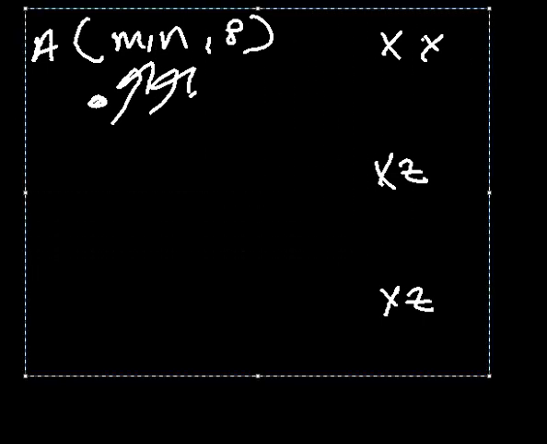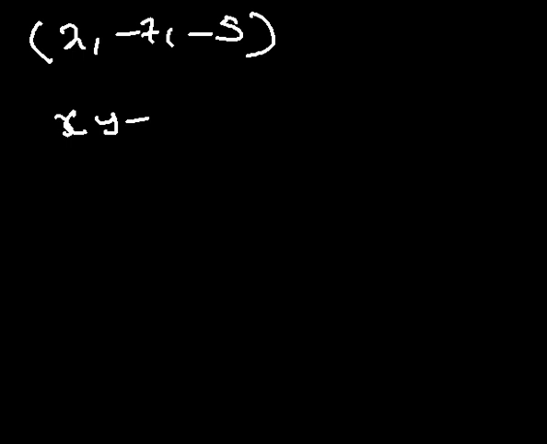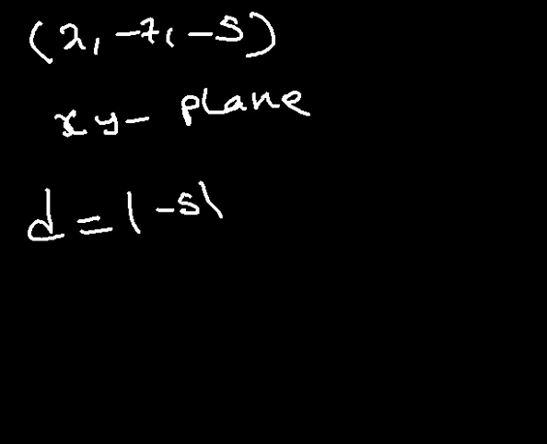And let's say we have this case. Let's say we have a point given as 2, -7, -5. So what is the distance between the point we have and the xy plane? Let's say the distance is given as d. So now the distance will be given as the absolute value of -5, which is equal to 5 units.